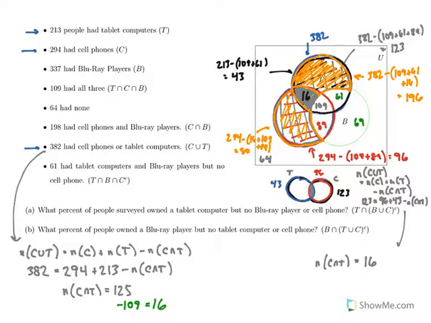And I made a mistake, sorry. This chunk right here should not be 382. T only was only 213. Minus all of that would give us 27. All right, so let's go to the next page. Let's kind of regroup and we'll talk about answering this question.